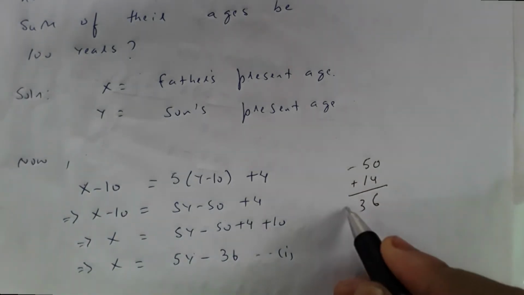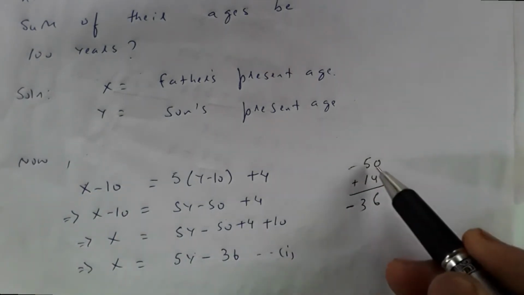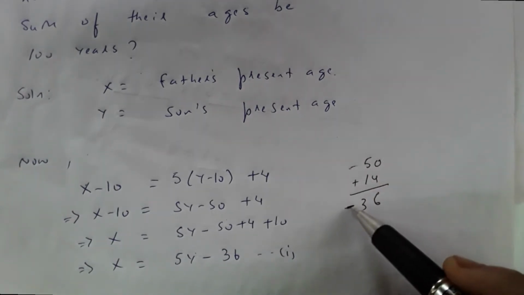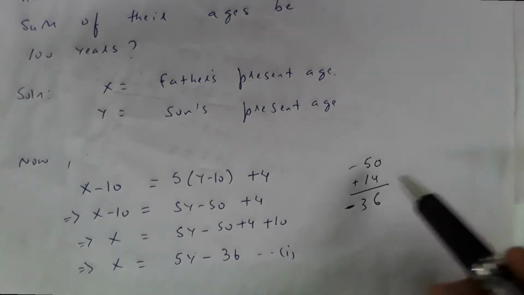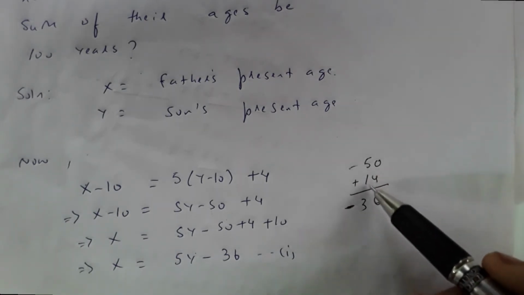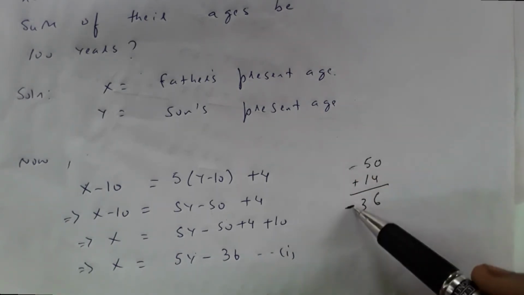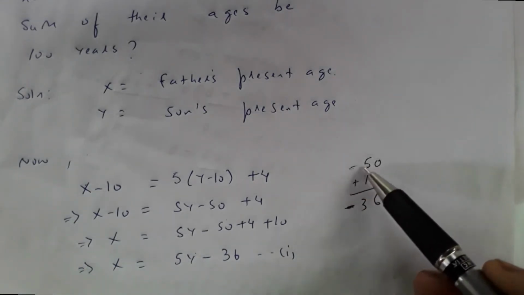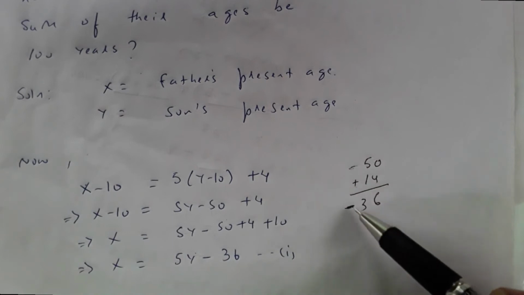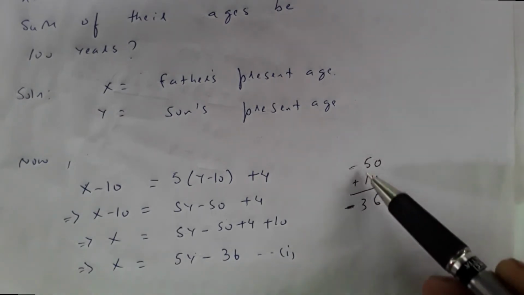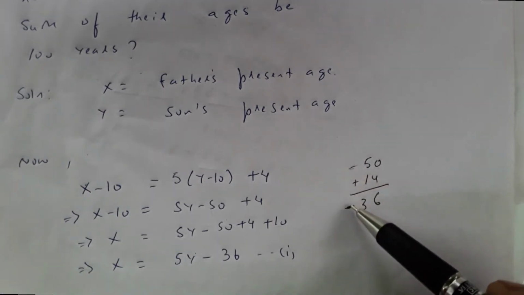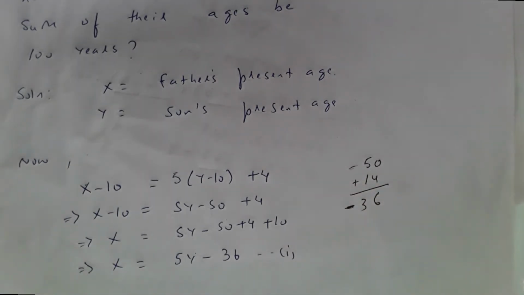Why do you get minus 36 here? Because it is minus 50, and 50 is greater than 14, so it becomes negative. Suppose it is plus 50 and then minus 14, you get plus 36. But here it is minus 50, and 50 is greater than 14, so you get minus 36.